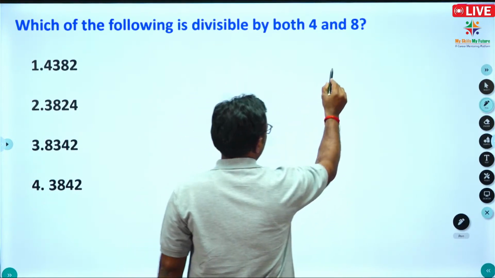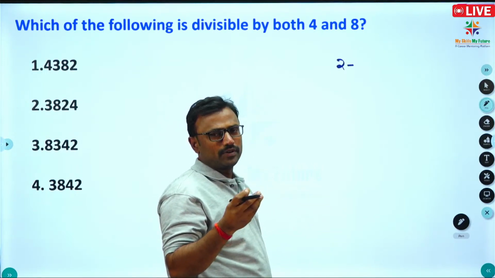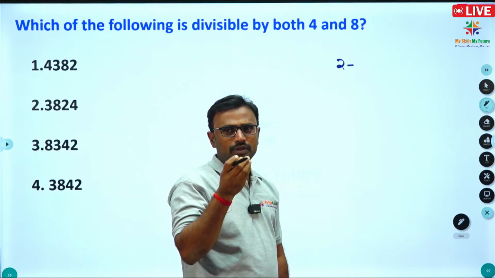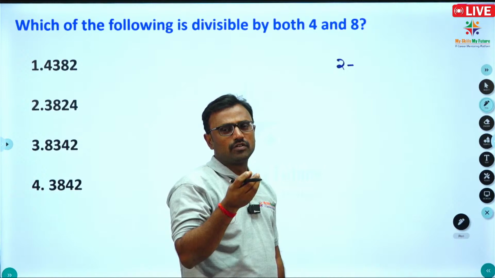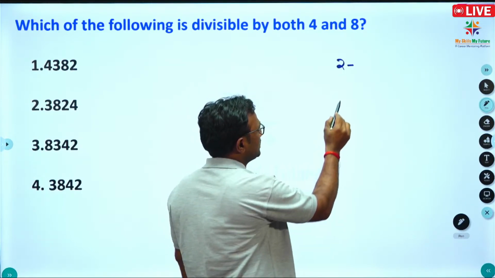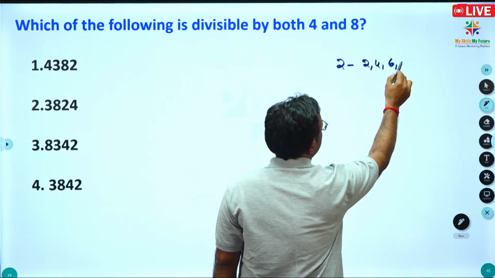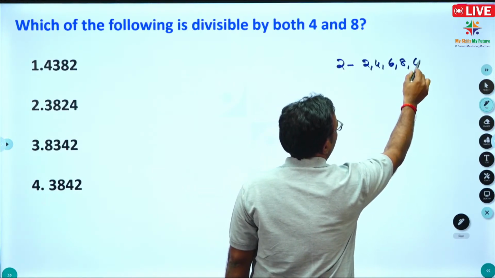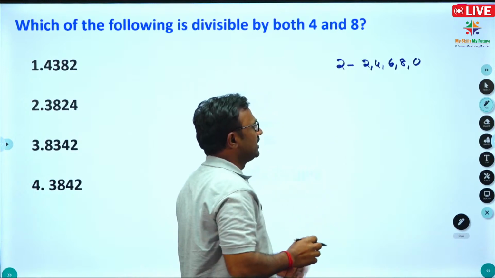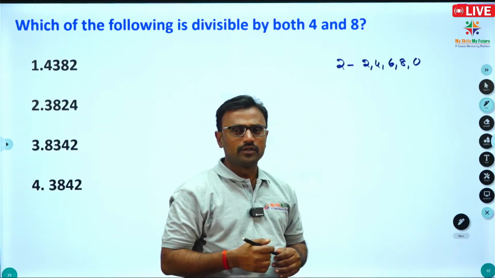What is the divisibility rule of 2? The unit digit must be even, a multiple of 2, or 0. If a number ends with 2, 4, 6, 8 or 0, then that number is divisible by 2.